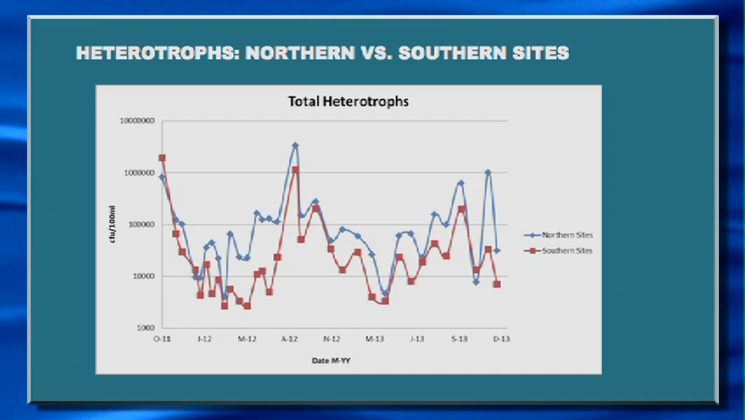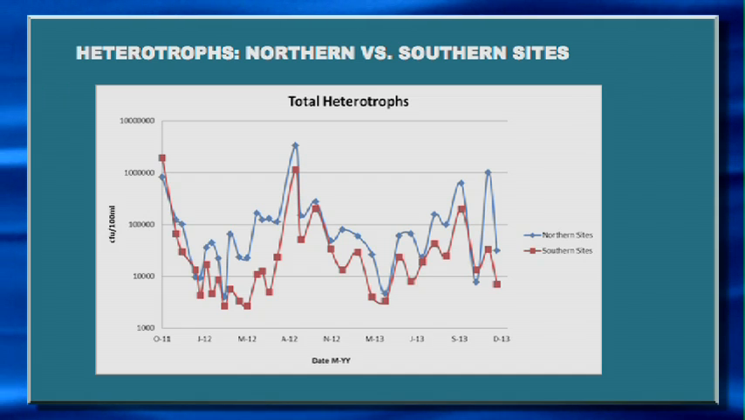This is also interesting if you just look at the red line, which is the southern sites, and the blue line, which is the northern sites. You can see the blue line is normally 5 to 10 times higher than the red line. So the northern sites just carry a higher bacterial load than the southern sites, where you have the better exchange. You have input from the canal system here.